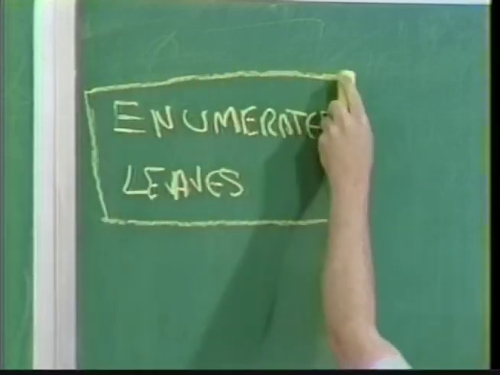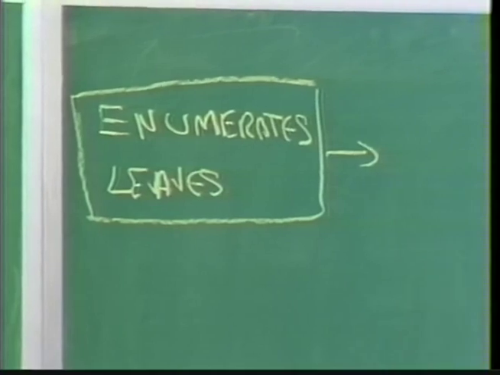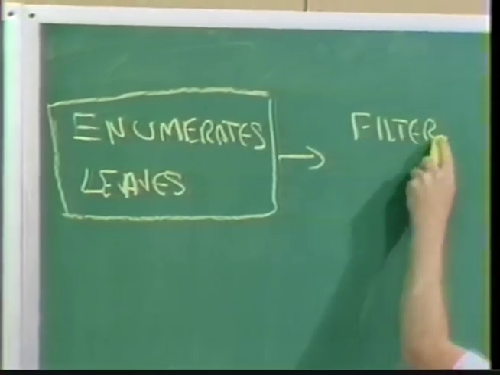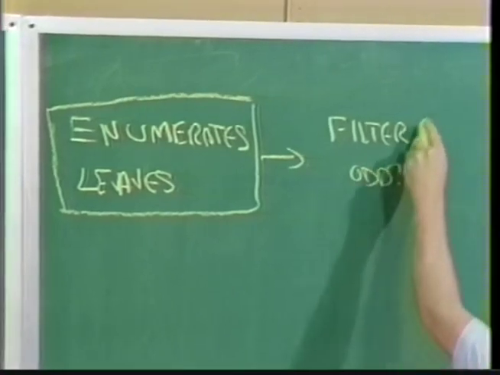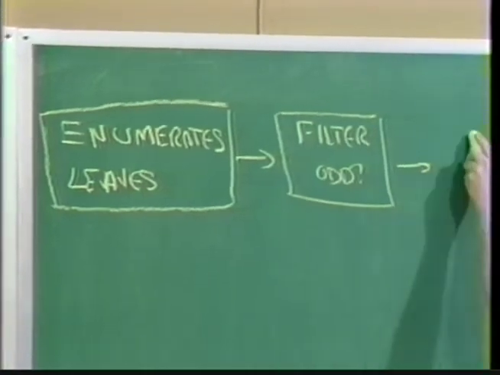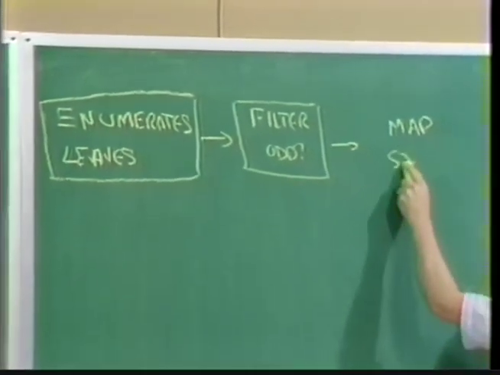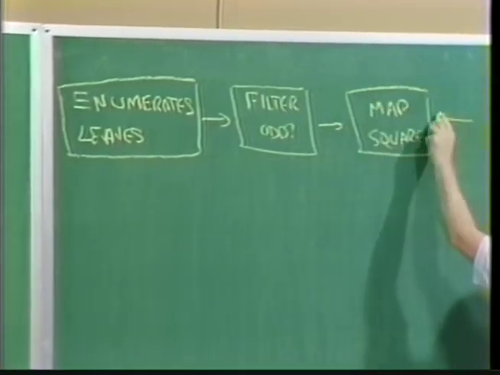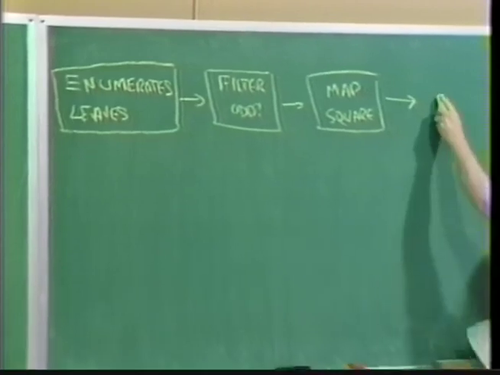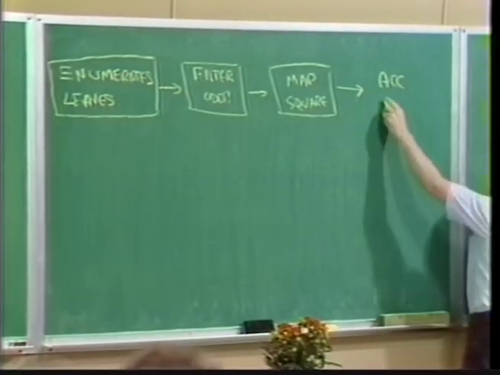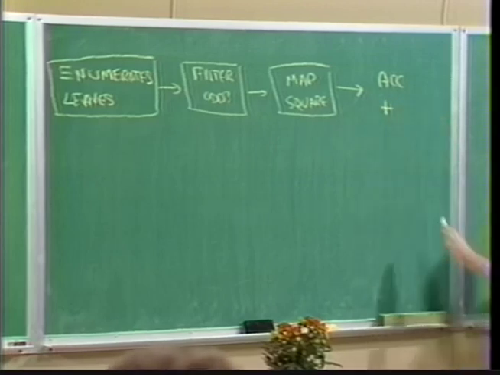And then we can think of a signal coming out of that, which is all the leaves. We'll filter them to see which ones are odd, put them through some kind of filter. We'll then put them through a kind of transducer. Namely, for each one of those things, we'll take the square, and then we'll accumulate all of those. We'll accumulate them by sticking them together with addition, starting from 0.